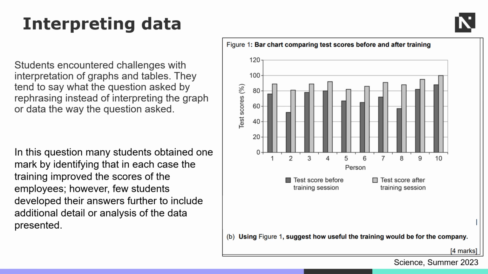So in this question, many students obtained 1 mark by identifying that in each case the training did improve the scores of the employees. However, very few students developed their answers further to include additional detail or analyse the data, therefore limiting their achievement in the question. And you can see it is a 4-mark question, so they would be expecting a deeper level of analysis.